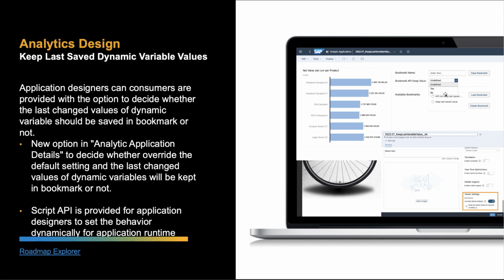This means that if this option is provided to the application consumer, then the application consumer has the decision whether the last selected values for the dynamic variables will be saved in his or her bookmark or not. Otherwise, an application designer can decide it at the application design time. So with that, we provide more flexibility to decide which kind of value should be saved in the bookmarks for the dynamic variables.